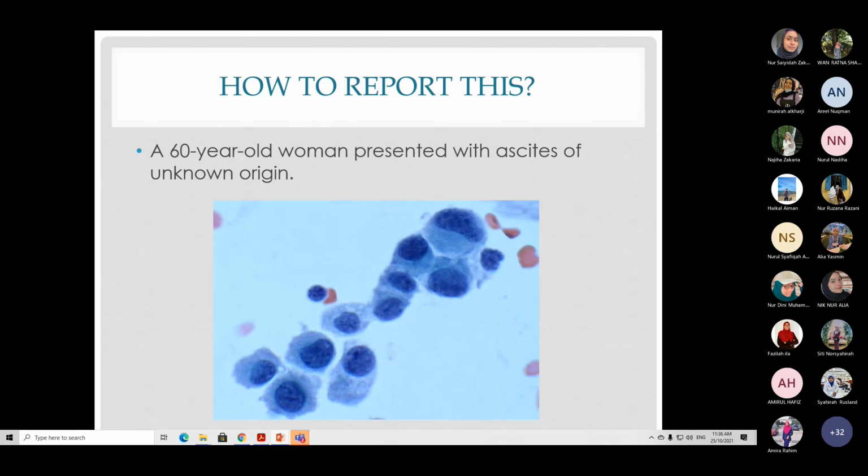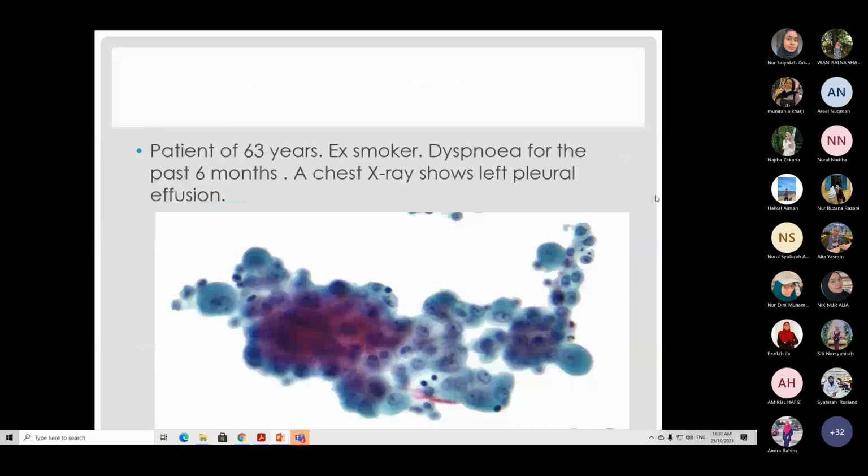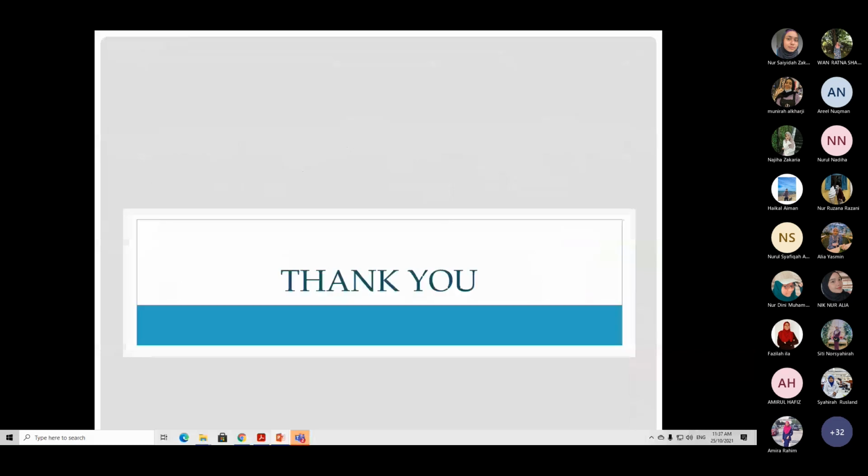Negative. Yes, this is negative. This is just a reactive mesothelial cell. That's why it can be hard to differentiate reactive or benign cells from malignant ones. This one you report as negative. Okay, how about this? Positive. Yes, big positive. This is easy, positive. Okay, I think that's all.